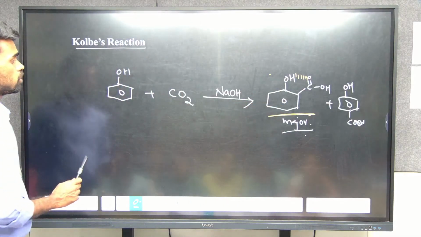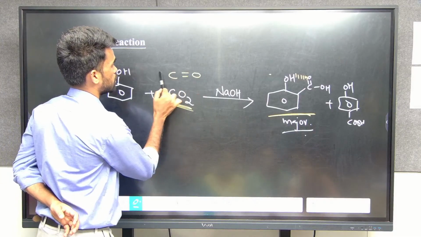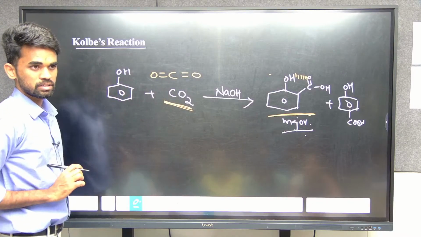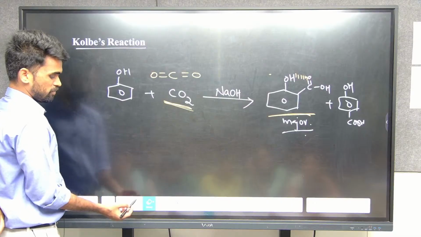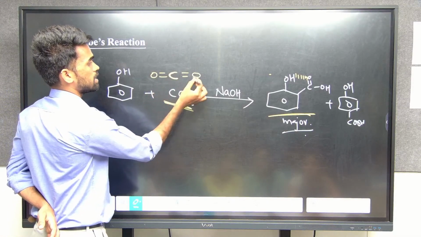Yeah. So now see, CO2 we have written. How will it be now? C double bond O like this. So tell me whether it is electrophilic or nucleophilic. How to identify that? See, this central carbon is there, attached with oxygens.